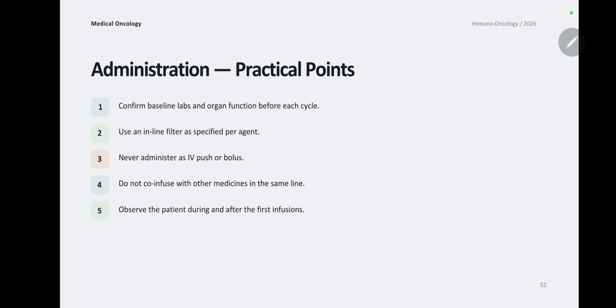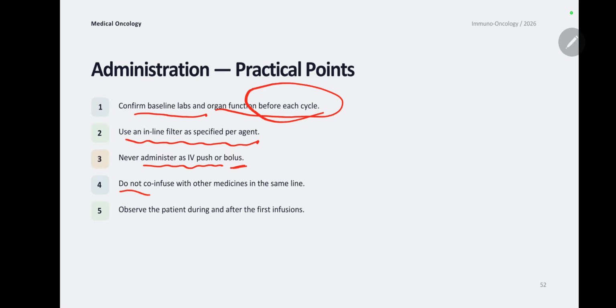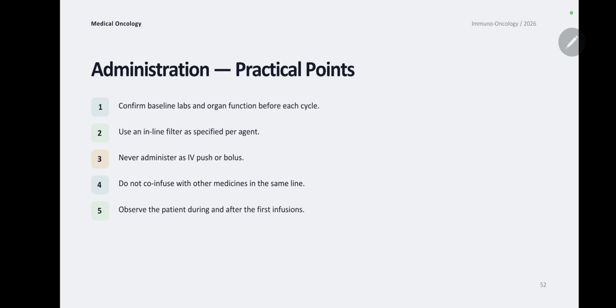So in view of administration, that is important for nursing staff and all doctors. First of all, we check baseline labs and organ function before each cycle, using an in-line filter as specified per agent. Never administer as an IV push or bolus, and do not co-infuse with any other medication in the same line. Always observe the patient during and after the first infusion. That is very important when we use immune therapy.